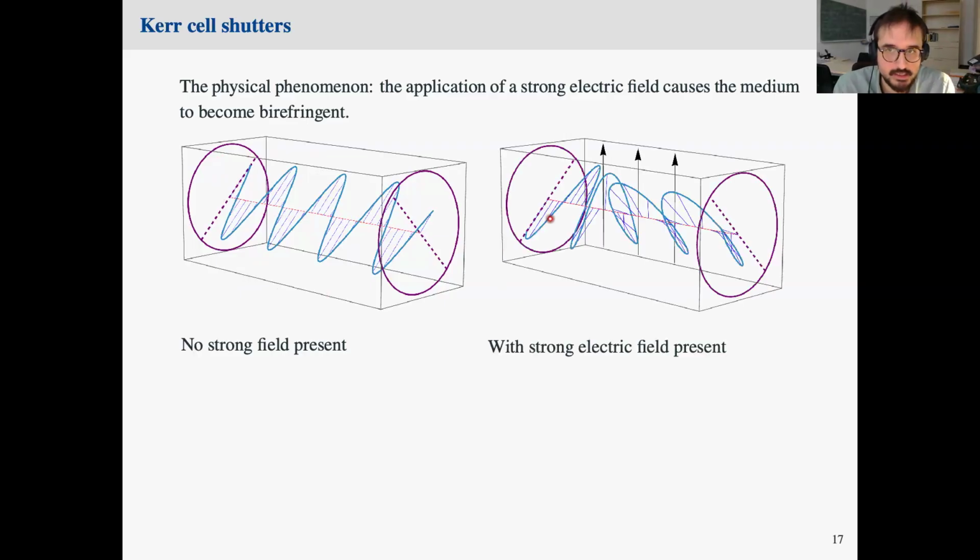However, once you apply a strong electric field, what happens is that the speed of propagation changes in different directions, and so the polarization actually turns. And if you arrange it well enough that it turns by 90 degrees by the time it has exited, then you actually see light. And I have a nice video of this, which let's see if I can show you.